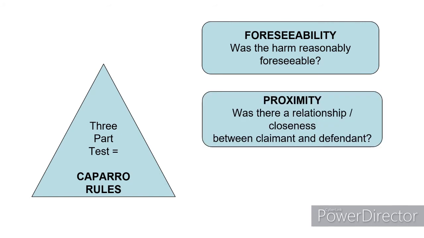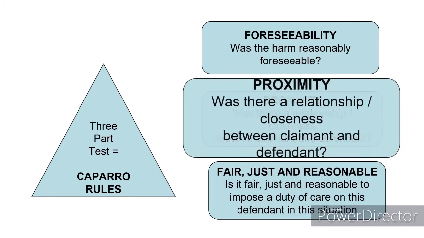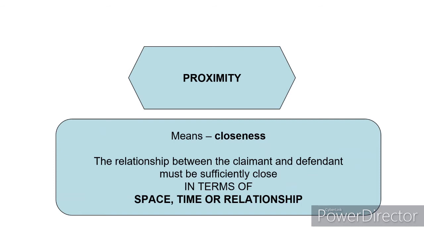The second Caparo test is proximity. So the question is, was there closeness between the defendant and the claimant? And proximity means closeness, but it's judged in terms of space, time, or relationship. Now be careful, because just because somebody has a relationship such as their aunt or their nephew doesn't necessarily mean that in the specific situation there is a duty of care. So just be careful on that when you look at scenario questions.